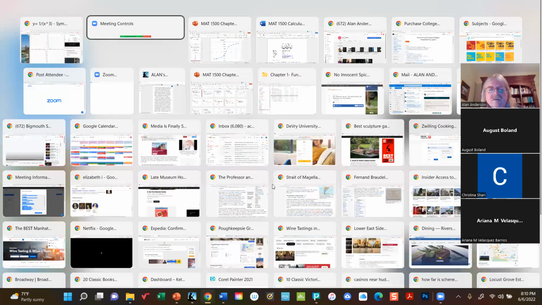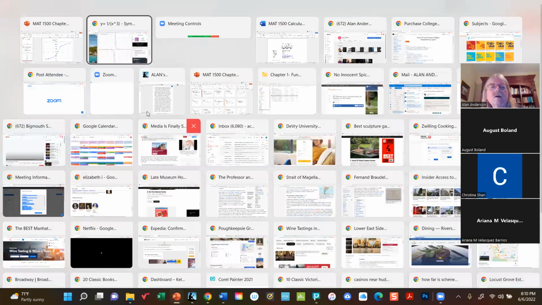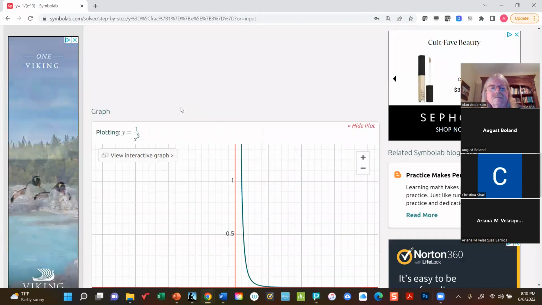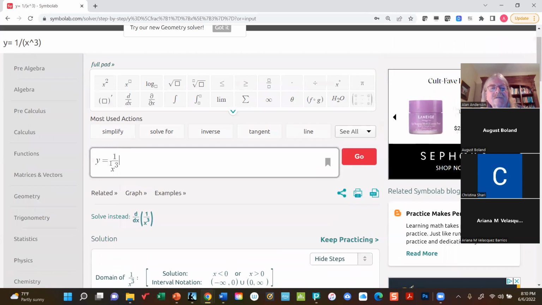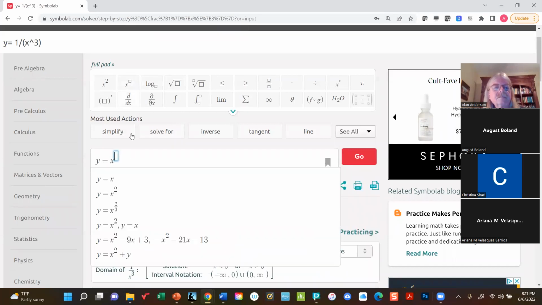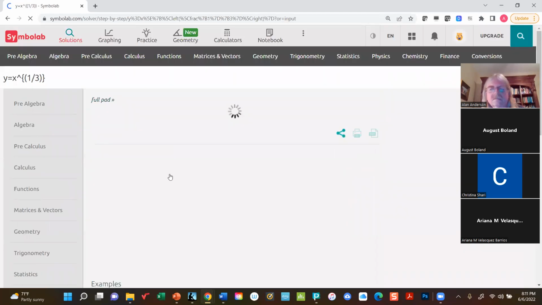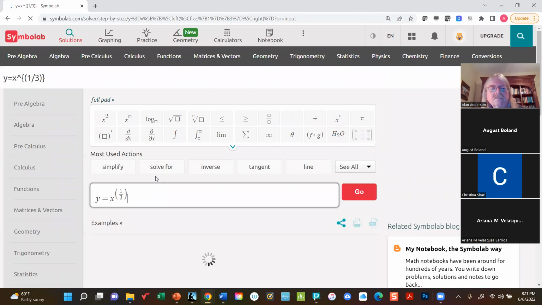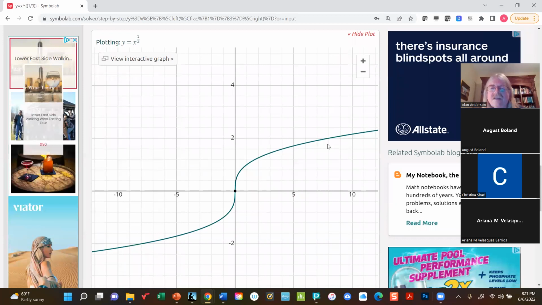Oh no, something went wrong here. Oh no, you know why? I'm sorry, I did something wrong. My fault. You know what I did? This is completely wrong. It should be x to the 1/3 power, no wonder. All right, that's better. That's it. Now, doesn't that look nice?